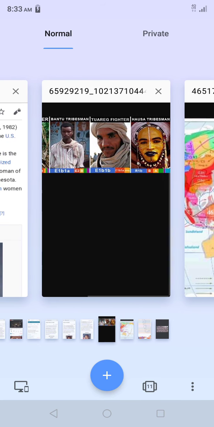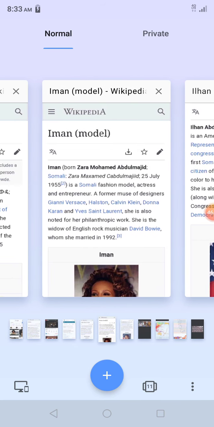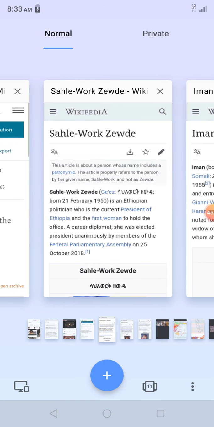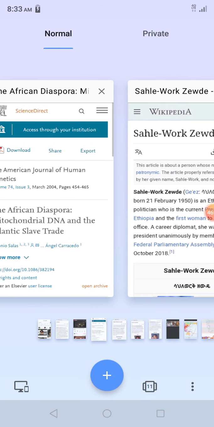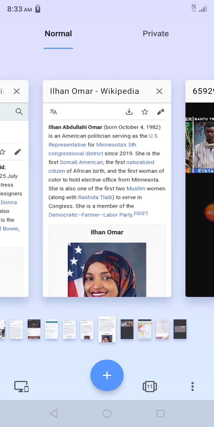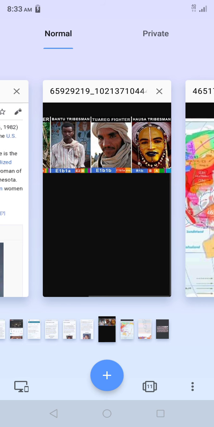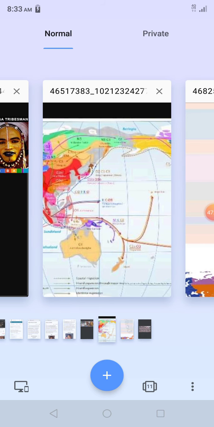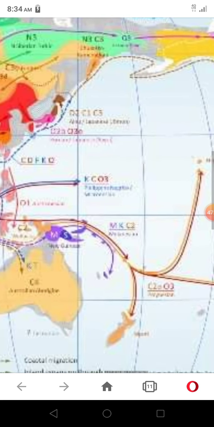Let's see the map. This is for another video that I'm doing, but I thought I saved something. I thought I had something saved in here, but I don't. So we'll move into this map. This is a better map to show what I was talking about.